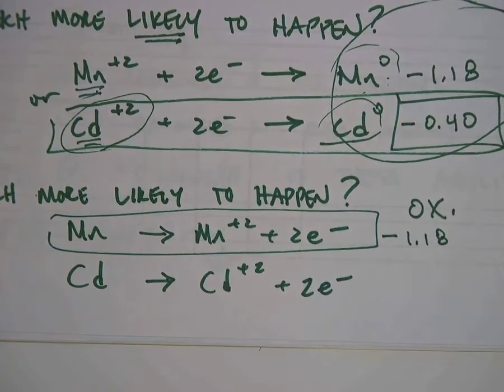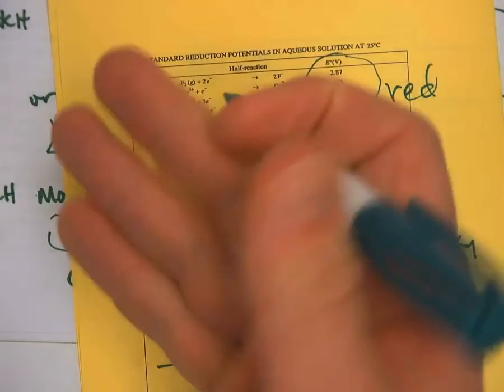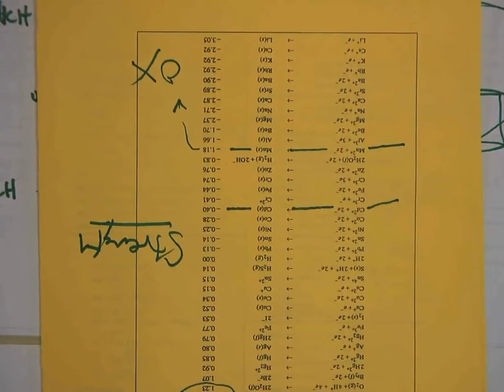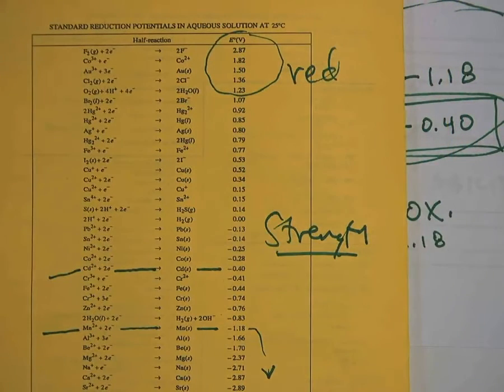Now, scientists could have taken this entire chart and turned it around and made it be upside down. And they could have called it an oxidation potential chart. But they didn't. They call it a reduction potential chart. And so you need to get over that, even though you probably want an oxidation potential chart. And you need to be okay with everybody in the world talking in terms of a reduction potential chart.